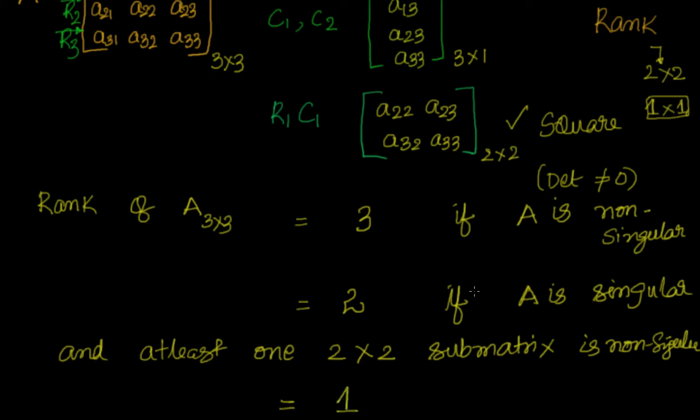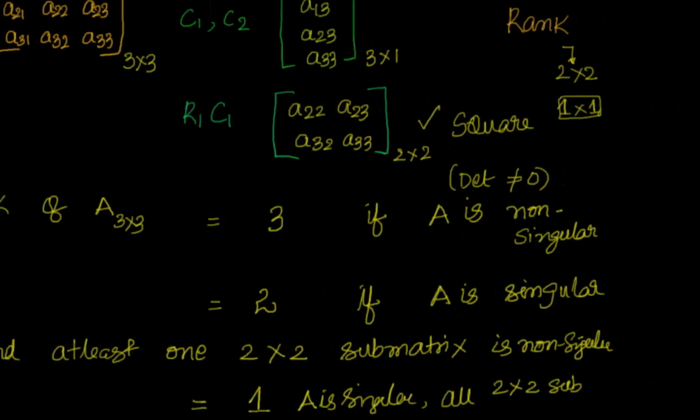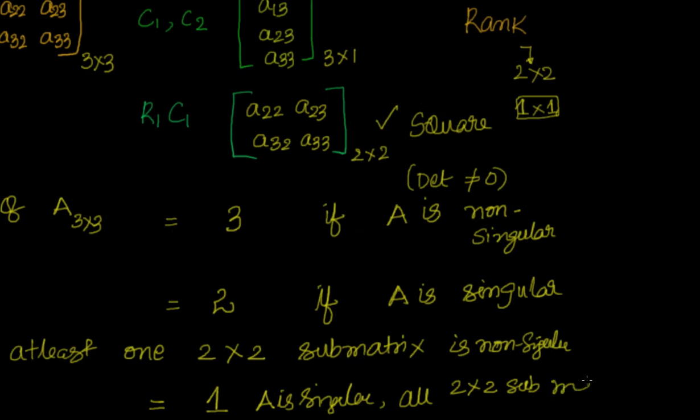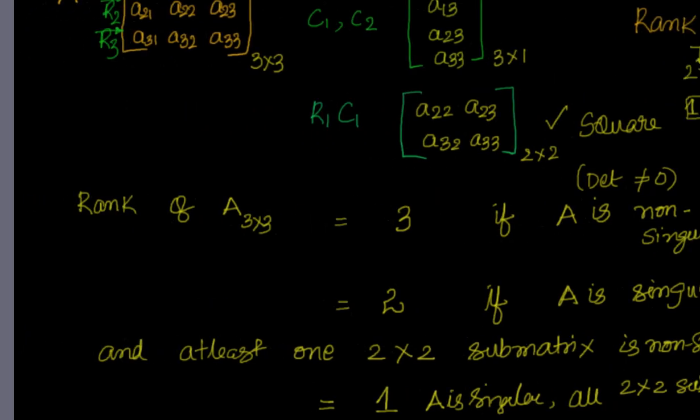When will the rank be 1? When both the cases fail. That means A is singular, and not only that, all 2 by 2 submatrices are also singular. In that case, the rank of the matrix will be equal to 1.